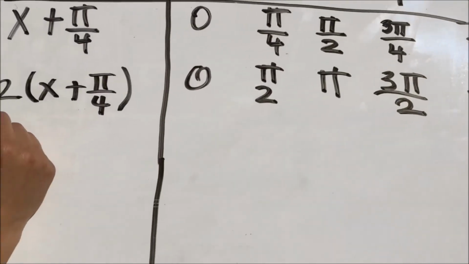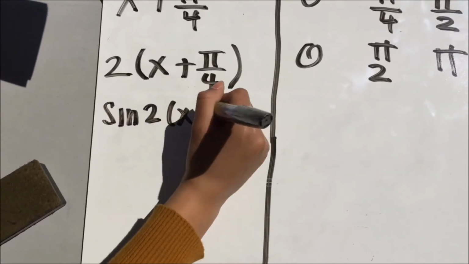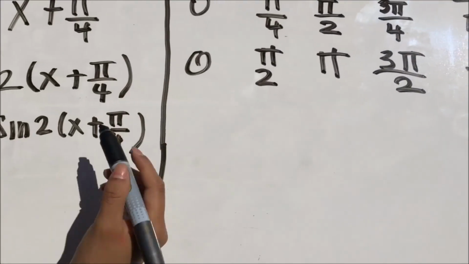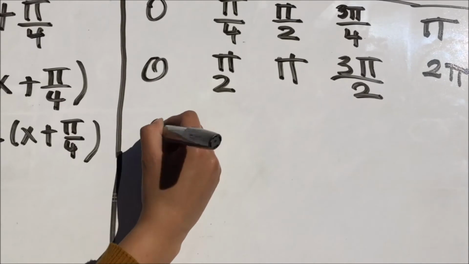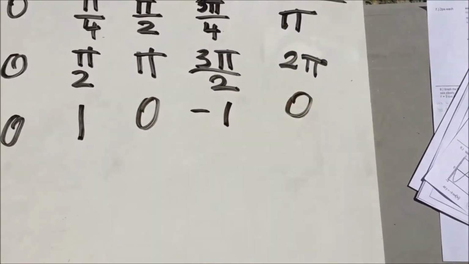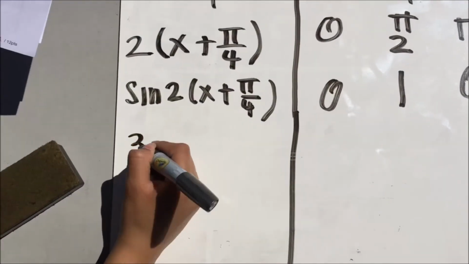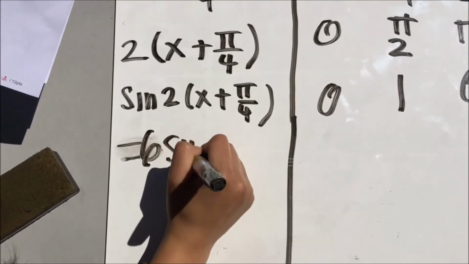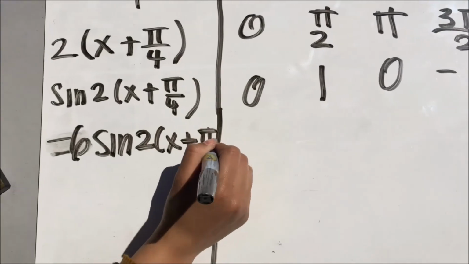And now we do sine of 2x plus pi over 4. And then we're just going to do the sine of each. And sine at negative pi over 4 is just 0. It's 1, 0, negative 1, 0. And then we have 3, we have negative 6 sine 2x plus pi over 4.